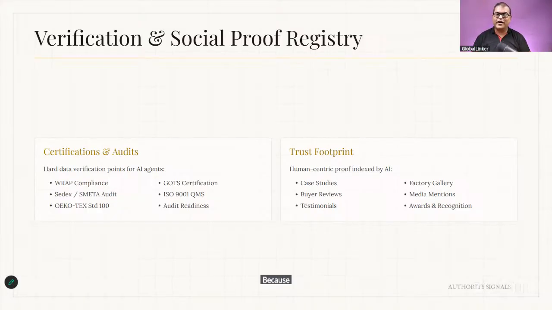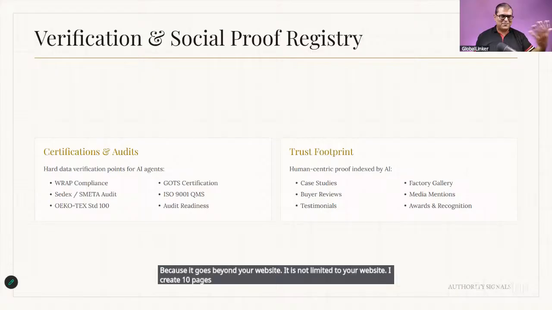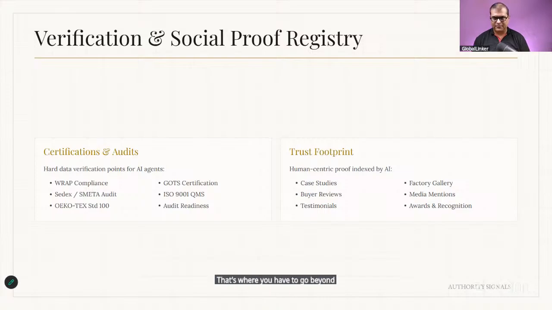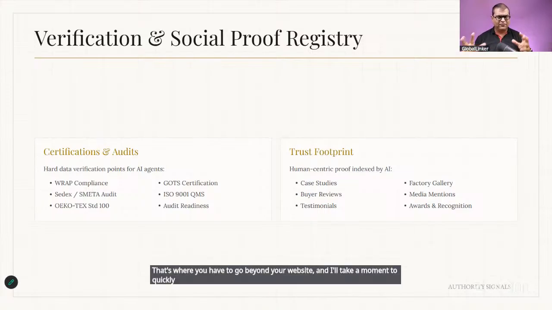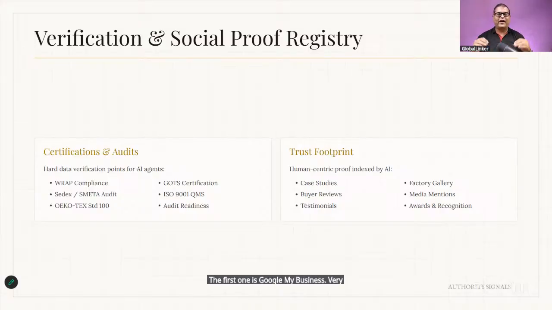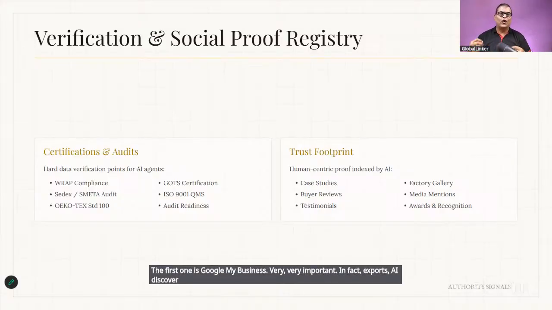Because it goes beyond your website. It is not limited to your website. I create 10 pages praising myself and immediately I become AI trustworthy? No, it draws signals from other places as well across the internet. That's where you have to go beyond your website. I'll take a moment to quickly highlight the most important areas you should be looking at. The first one is Google My Business. Very, very important. In fact, AI discoverability experts call it the passport to AI discoverability. So firstly, optimize it and then try to get as many reviews as possible.